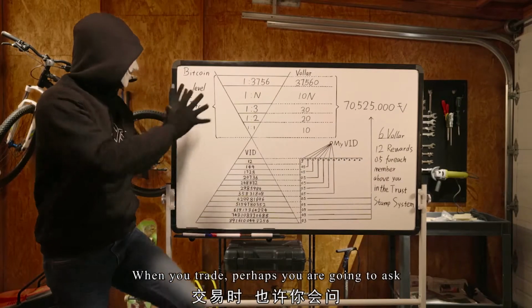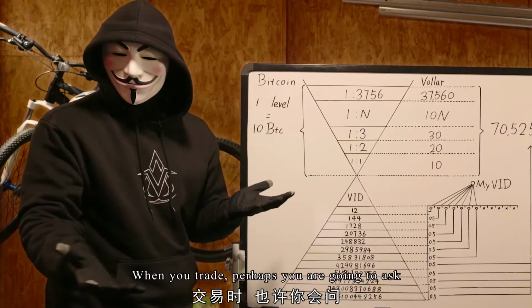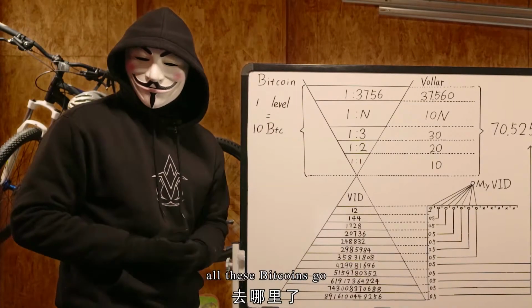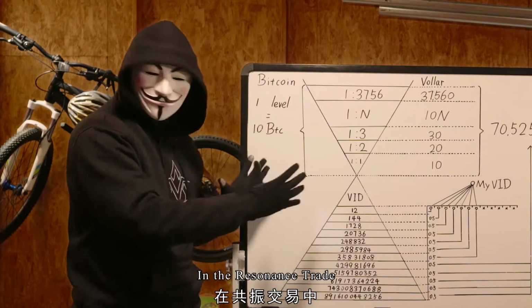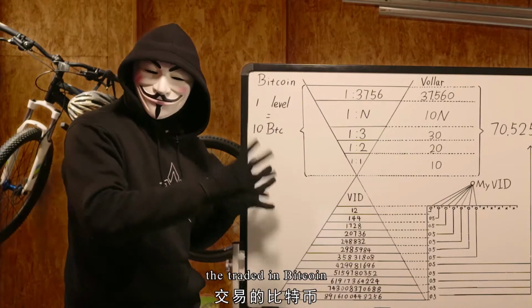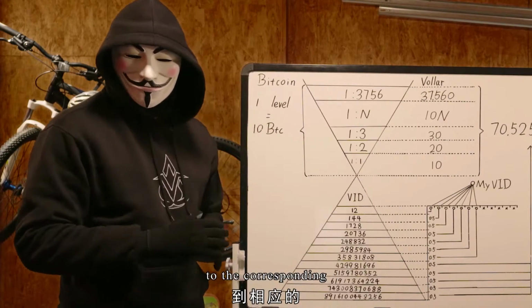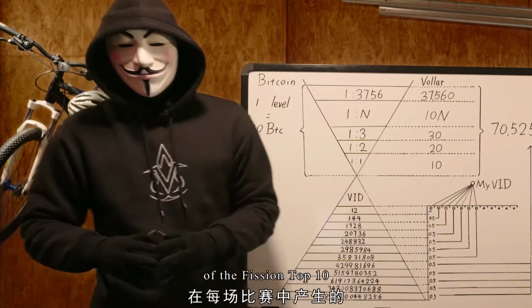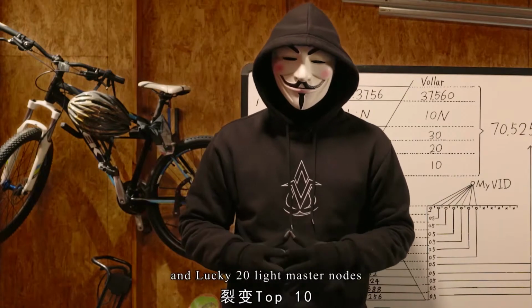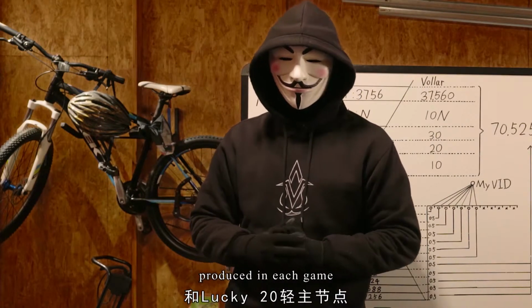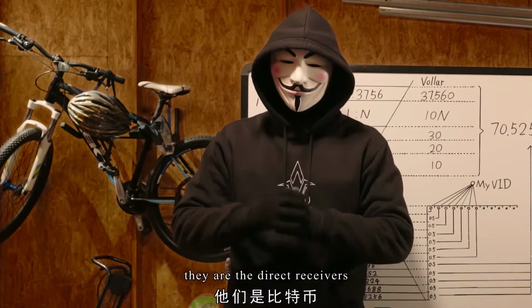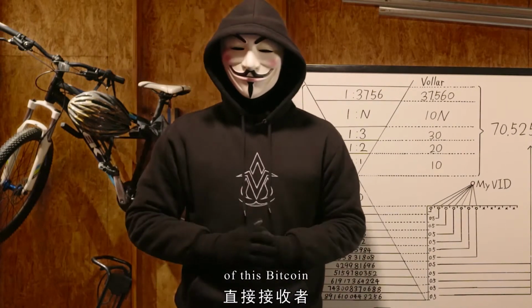Now, when you trade, perhaps you're going to ask, where did all these Bitcoins go? Now, in the Resonance trade, the traded in Bitcoin will be directly awarded to the corresponding Bitcoin addresses of the Fission Top 10 and Lucky 20 Light Master nodes produced in each game. In other words, they are the direct receivers of this Bitcoin.